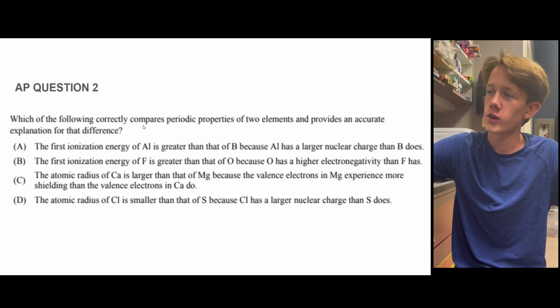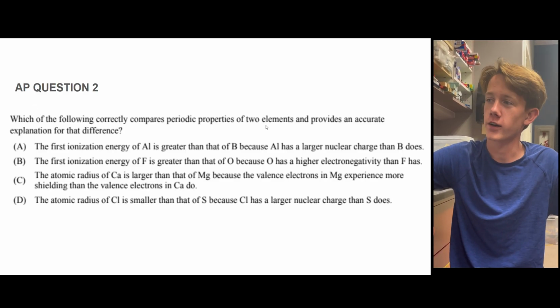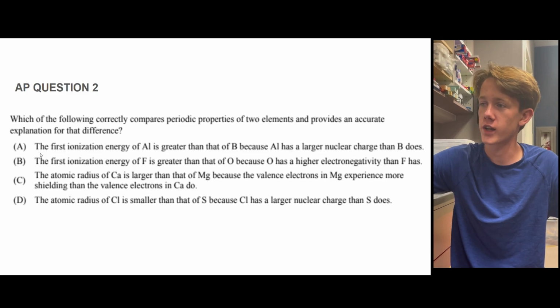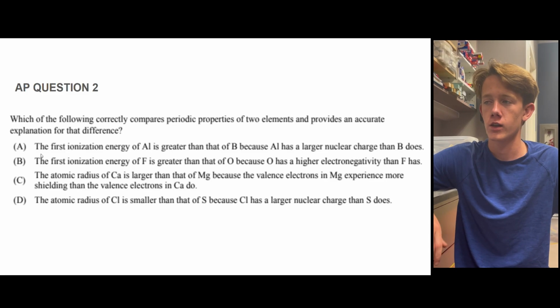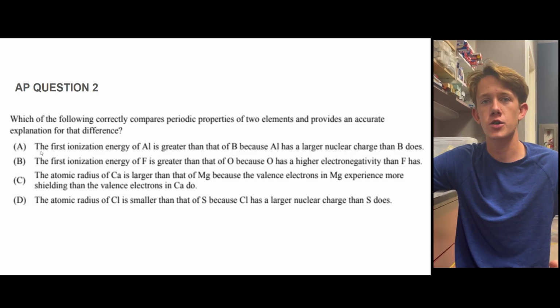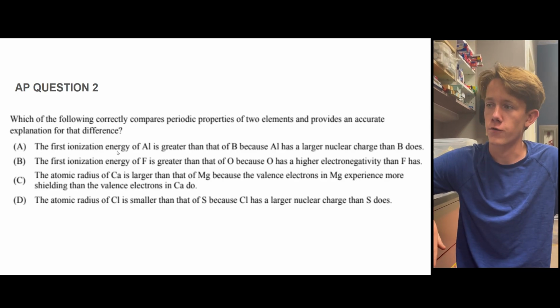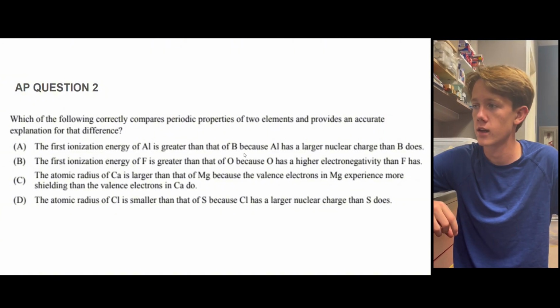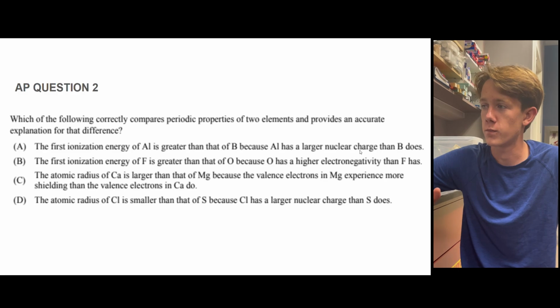AP question 2! Which of the following correctly compares the periodic properties of two elements and provides an accurate explanation for the difference? Let's do the same reasoning as last question to figure out the answer. A: The first ionization energy of aluminum is greater than that of boron because aluminum has a larger nuclear charge than boron does.